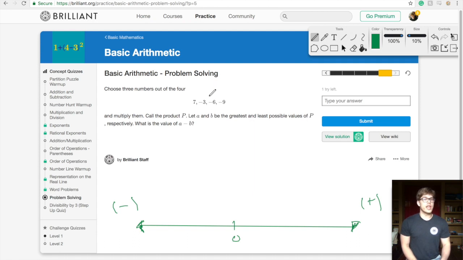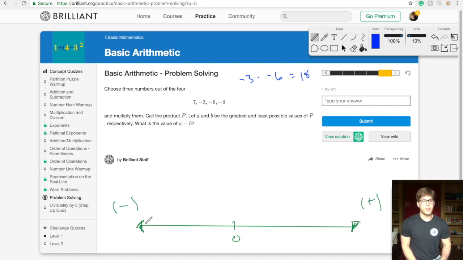3 of our numbers are negative, and it's important to know that a negative number times a negative number equals a positive number. For example, negative 3 times negative 6 equals positive 18. Our two negatives will cancel to make a positive. So to have the smallest number, it's going to have to be negative, as we have negative signs here, and we need an odd number of negative signs.